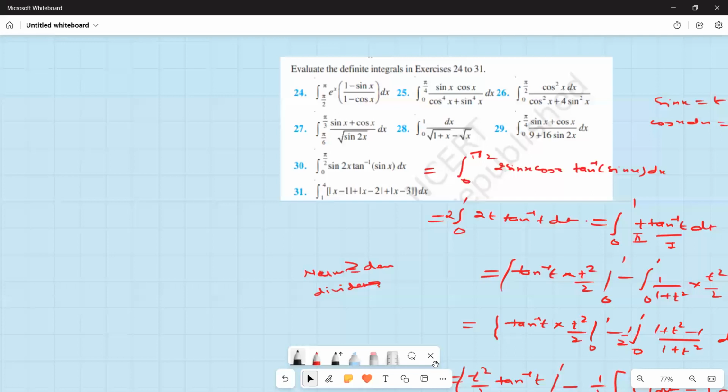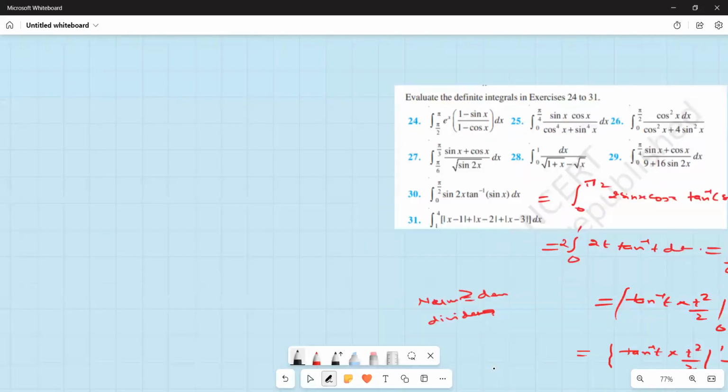The last one is the modulus question. I told you how to do this. x minus 1: 1 is the zero now. If I put 1 over here, or 2, or 3, you will get the function 0. And for 1, there is nothing to the left, only positive. So 0 to 1, x minus 1 dx.